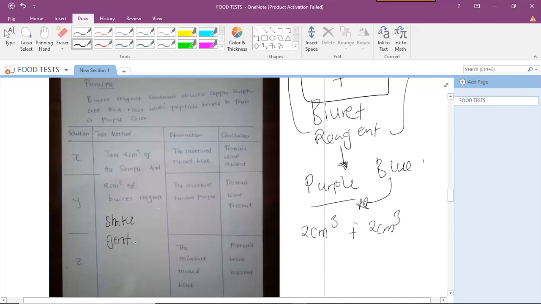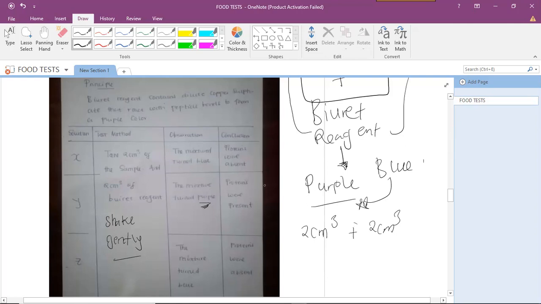Shake gently. So this is the procedure that they want you to write in your method column. Then let's look at these results. So here our solution X, this mixture turned blue. It means proteins were absent. But Y here, the mixture turned purple. It means proteins were present.